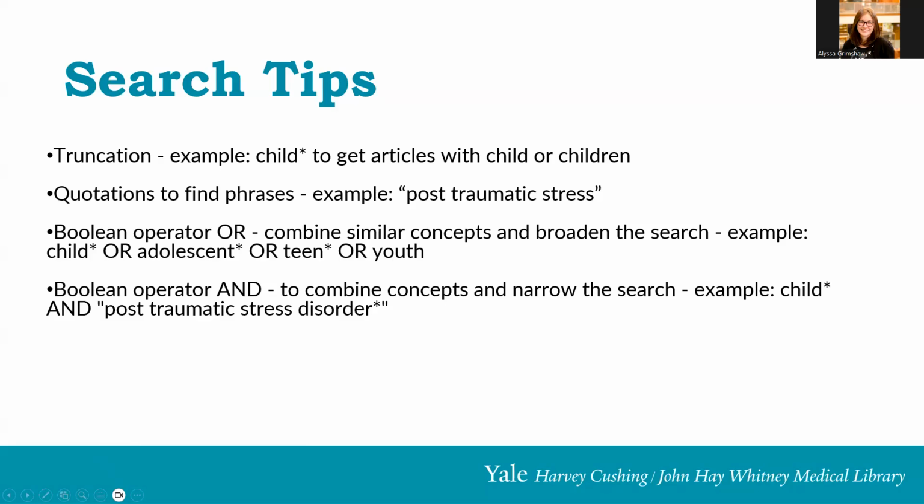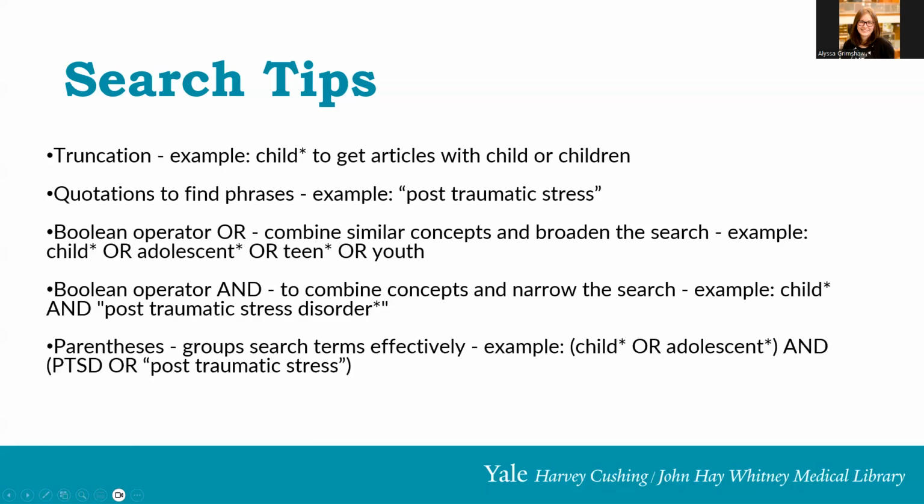So next we want to think about the Boolean operator AND. We use this to combine concepts and to narrow our search. So for instance, in this example, we may want to do child AND post-traumatic stress disorder. So this will get us the overlap of papers that discuss both children and post-traumatic stress disorder.